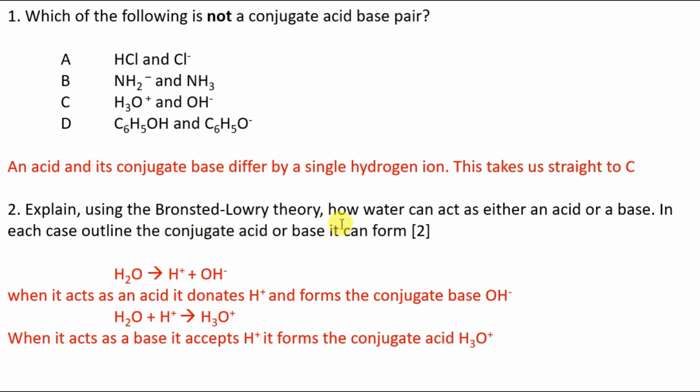Explain using the Bronsted-Lowry theory how water can act as either an acid or a base. In each case, outline the conjugate acid or base it can form. If water acts as an acid, it gives off H+. It forms the conjugate base OH-. On the other hand, if H2O accepts H+, when it acts as a base, it forms the conjugate acid H3O+.